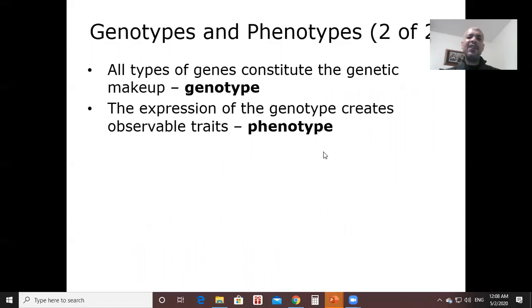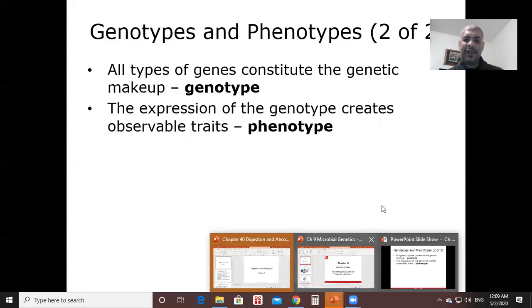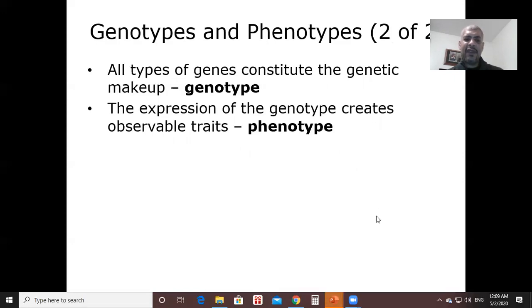So all types of genes constitute the genetic makeup. Genetic makeup is genotype. I need you to know genotype. All types of genes constitute the genetic makeup, which is called genotype. And then the expression of the genotype creates observable trait. So once the genetic makeup is expressed, it makes up the observable trait, the phenotype. Phenotype is how something looks.